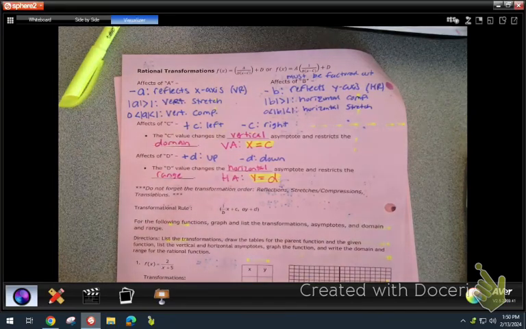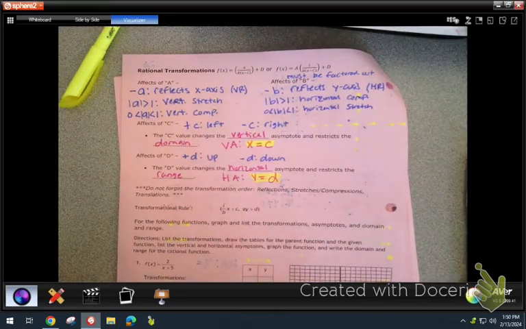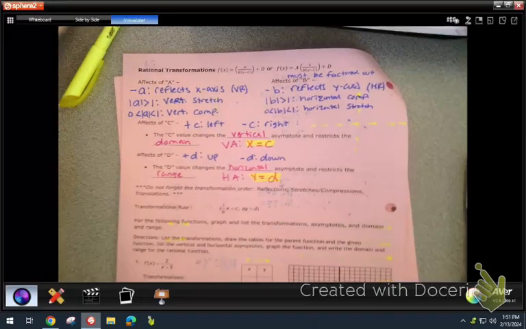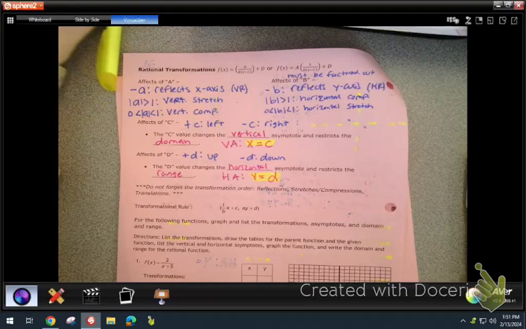These transformations aren't going anywhere. We've got rational transformations, and then we've got exponentials and logs. So we still have 2 more lessons over transformations before the year's over. I don't know if I'll be teaching both of those. Depends on when I'm leaving.